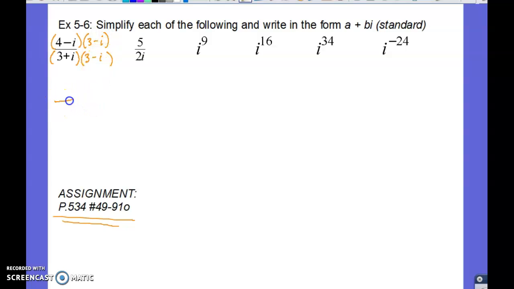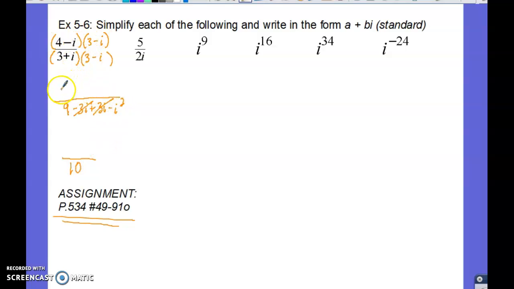The reason why this works is because the imaginary parts all go away. So as you FOIL the denominator, 3 times 3 is 9. The outside is negative 3i. The inside is positive 3i. And i times negative i is negative i squared. So as you combine like terms, the i's go away. And remember, i squared equals negative 1. So it's 9 minus negative 1, or 9 plus 1, which gives you 10.